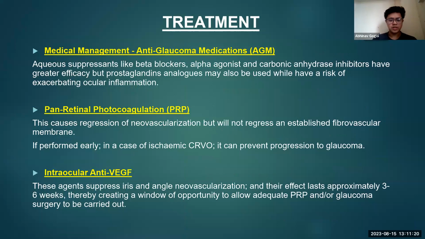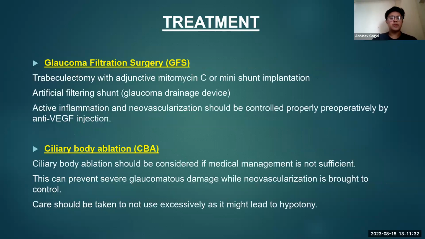Intraocular anti-VEGF injection can be given, which suppresses the neovascularization, but the effect only lasts for 3 to 6 weeks. It creates an opportunity for PRP laser or glaucoma filtration surgeries to be done. Glaucoma filtration surgeries like trabeculectomy with adjuvant mitomycin C or an artificial filtering shunt can be done. Preoperatively, anti-VEGF injection can be given if there's active inflammation or neovascularization.